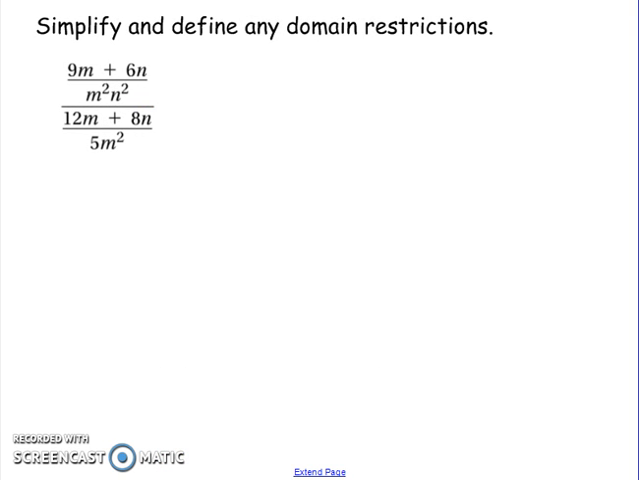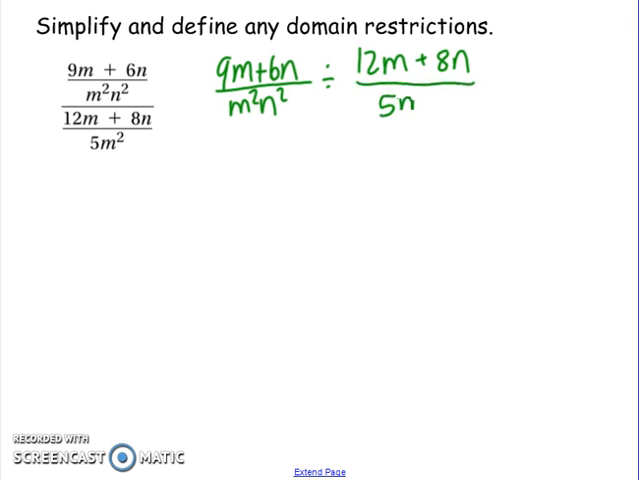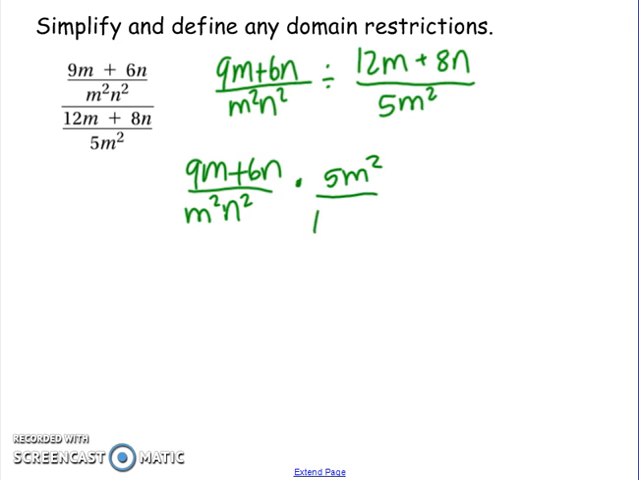Okay, so if we look at another one, again, set it up like division. And then once we have it set up as division, we can change it to multiplication by doing stay, switch, flip. So we're going to keep the 9m plus 6n over m squared n squared, and we're going to times by 5m squared over 12m plus 8n, flipping this fraction.